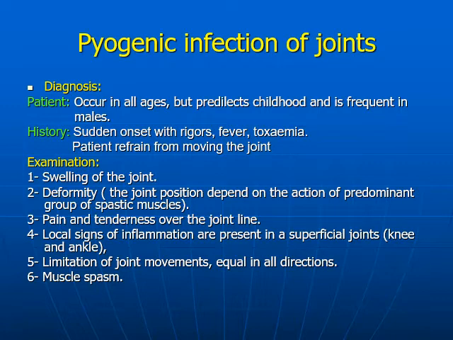Septic arthritis can occur at all ages, but it predominates in childhood and is frequent in males. We get sudden onset of fever, toxemia, and the patient cannot use his limb. We get swelling of the joint, deformity, pain, tenderness, local signs of inflammation, limitation of all joint movement, and muscle spasm.